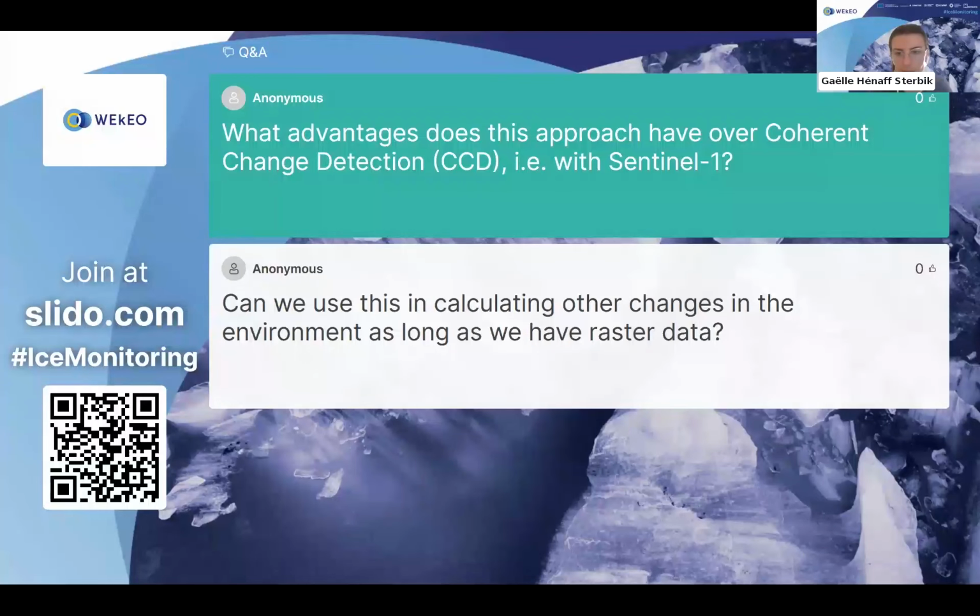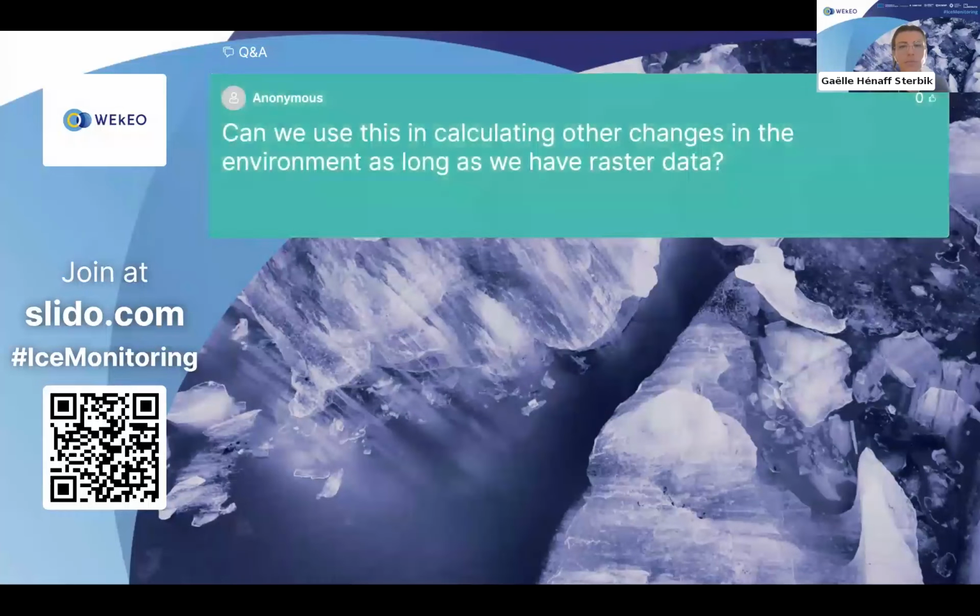I can hide this one. Okay, so yeah, plenty of questions coming one at a time. Can we use this in calculating other changes in the environment as long as we have raster data? Yes, the answer is simple, it is yes. As long as you have raster data, like satellite images with different indexes, you can calculate other changes on a cover as well. Yes. Okay, thanks a lot.